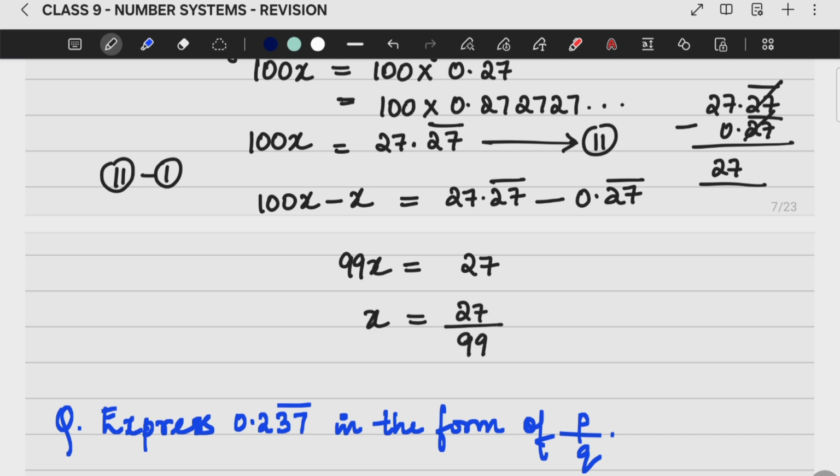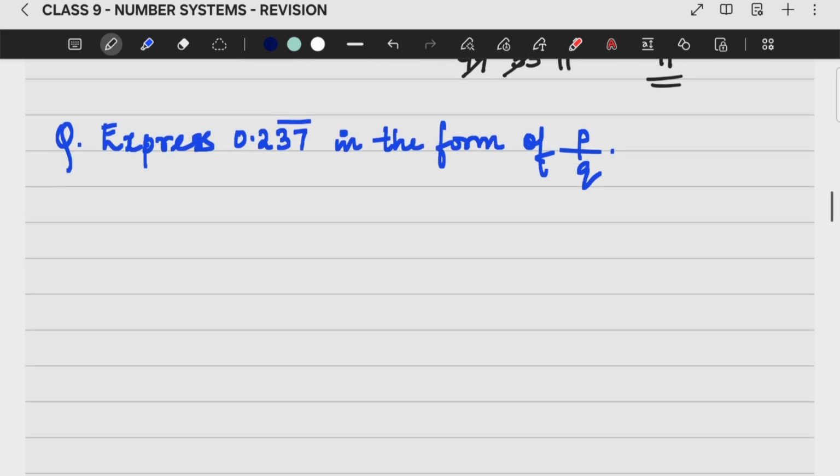Okay, if you want, you can reduce it further. 3 9s are 27 and then 3 into 33 is 99. Again, 3 3s are 9, 3 11s are 33. So the answer is 3 by 11. And what is x? Initially we had assumed this is nothing but 0.27 bar. So you have expressed a repeating decimal in the form of p by q. Okay, so this is the answer. Hope you understood. Let's move on to the next question.